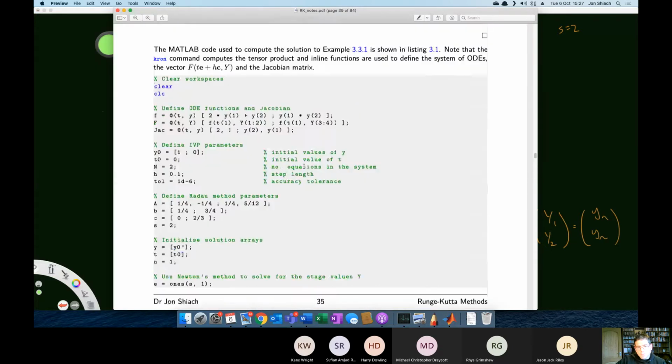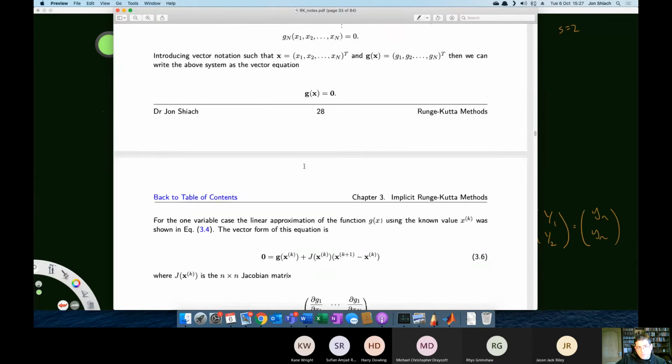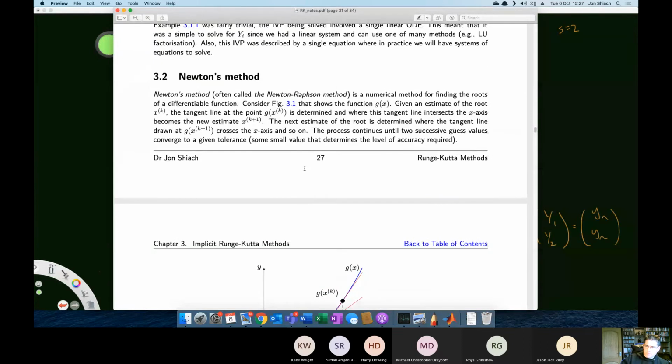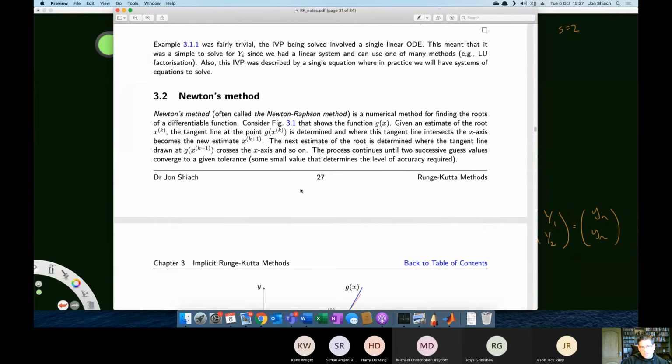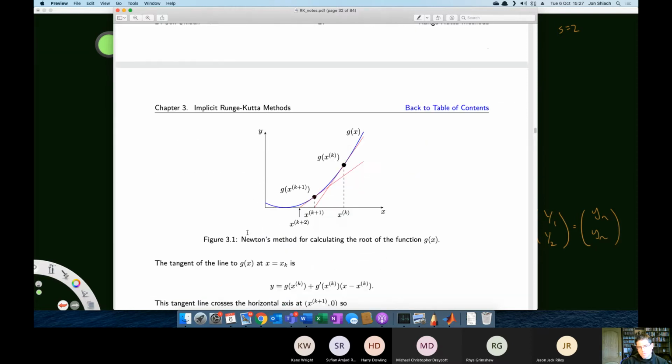So I'm just going to talk through what we do for systems of ODEs. This is similar to what I put up on the lecture recordings. When we look at systems of ODEs, to calculate the stage values, we use Newton's method. Now, Newton's method you may have seen in your second year. It's a method for finding the root of a function.